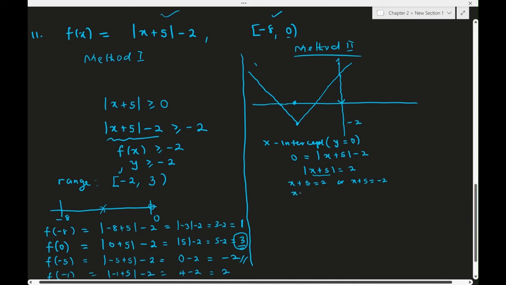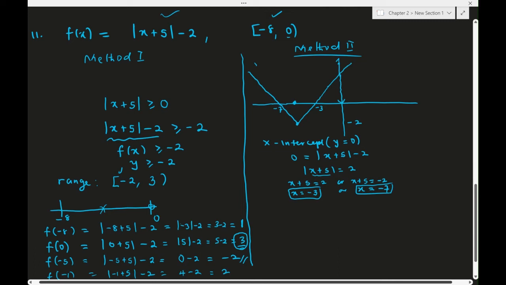Okay. So what does this mean? This means that x is equal to minus 3, right? And x is equal to what? This is minus 2, so this will be minus 7. So it means here, one of these will be minus 3, right? And one of these will be minus 7. So these are the x-intercepts.